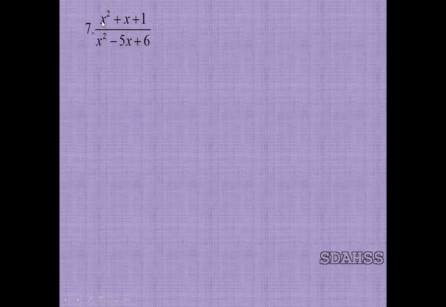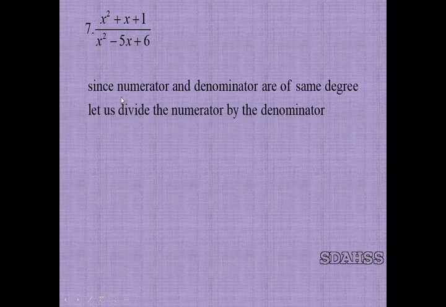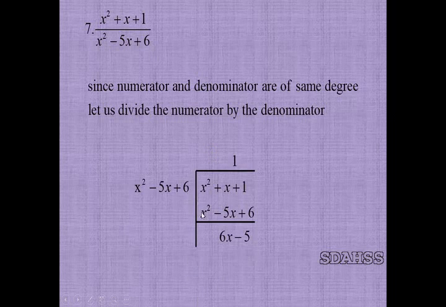Seventh sum: x square plus x plus 1 divided by x square minus 5x plus 6. Since numerator and denominator are of the same degree, let us divide the numerator by the denominator. This is the dividend, this is the divisor. Divide the first term by the first term, so you'll get x square by x square, 1.